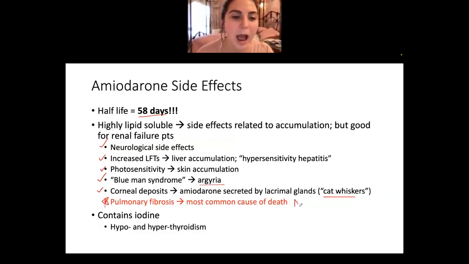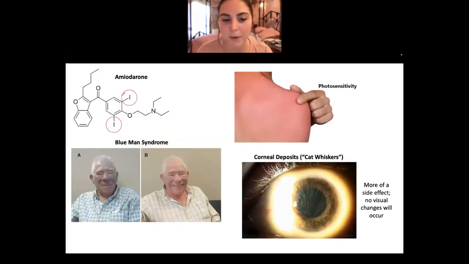It's kind of weird. And then the number one issue with amiodarone is pulmonary fibrosis, and this is actually what causes death in patients that are on amiodarone. So all of these other ones are just side effects, but it can actually cause pulmonary fibrosis, and that can cause death. Also, if you look at the structure of amiodarone, it has iodine in it, and as you know, anything that has iodine in it can cause either hypo or hyperthyroidism. So here's our amiodarone with the iodine, so there's your hyperthyroidism. Here's your blue man syndrome, your argyria, literally the patient just turns blue, really weird, photosensitivity, and then here are the corneal deposits, so the cat whiskers.